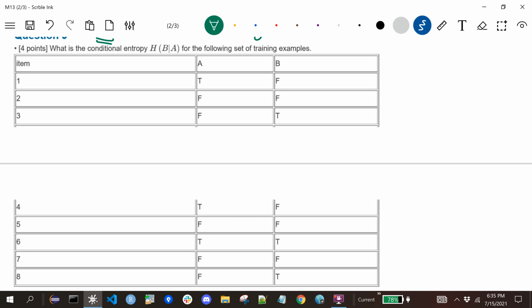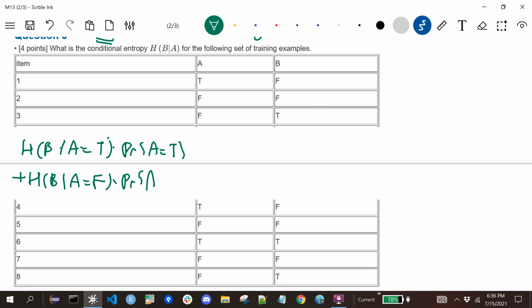Okay, so here we're given a table, and the table is split on 2 pages, but the good news is we can write stuff in between. So let's first write down the formula. So H of B given A, the conditional entropy is just conditional on A is true multiplied by the probability that A is true, plus conditional on A is false multiplied by the probability that A is false.